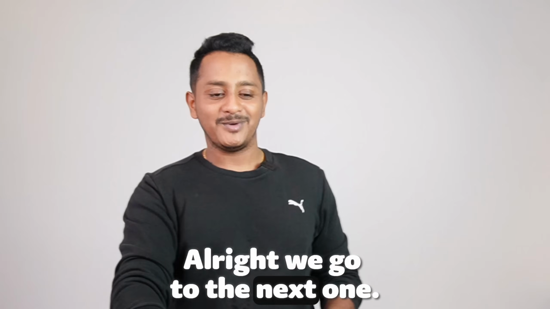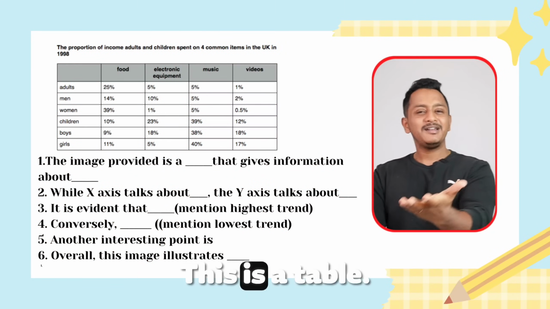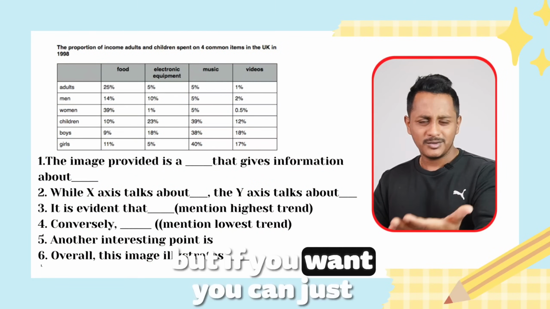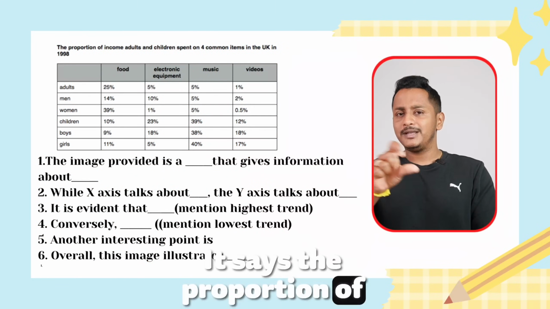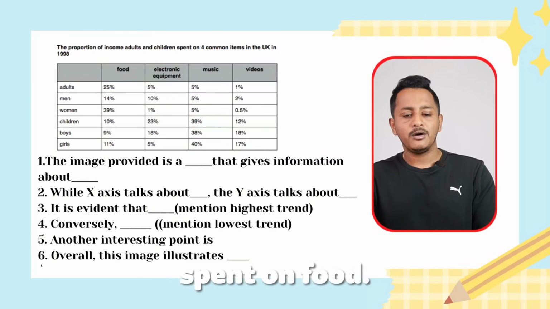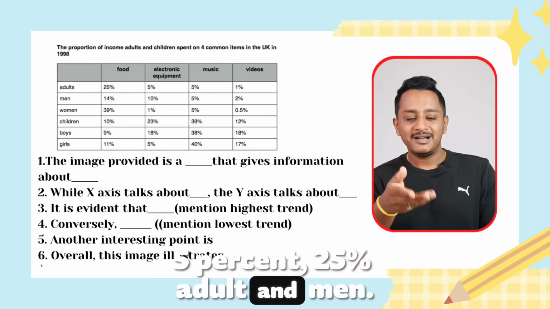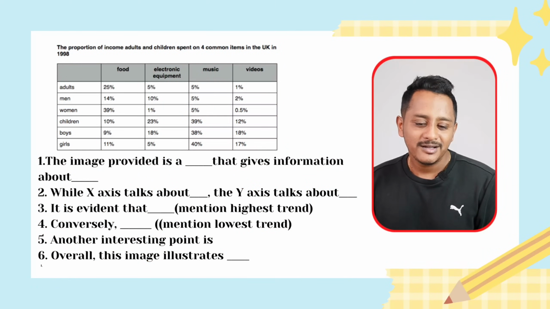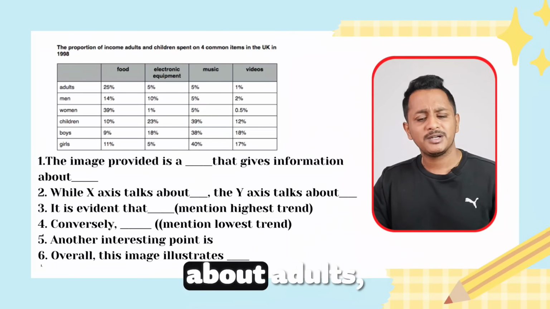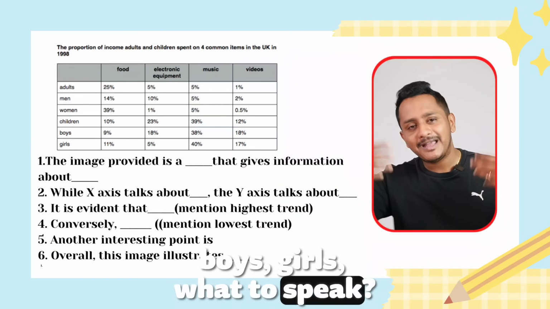All right, we go to the next one. So the next is a table. This is a table. I think we can quickly start. But if you want, you can just have a look at it. It says the proportion of income adults and children spent on food. How much money you're spending on food? 5%, 25%. Adult men, you choose whatever you want. Let's say you want to speak about adults, you want to speak about boys, girls, what to speak, anything.